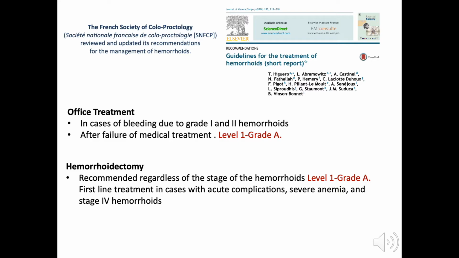Hemorrhoidectomy, also level 1 grade A, was the first line treatment in cases with acute complication, severe anemia, and stage 4 hemorrhoids, and for all hemorrhoids of second and third degree of the Goligher classification.